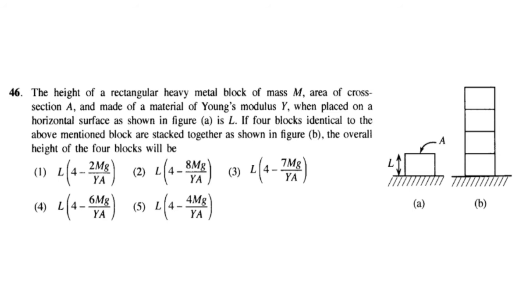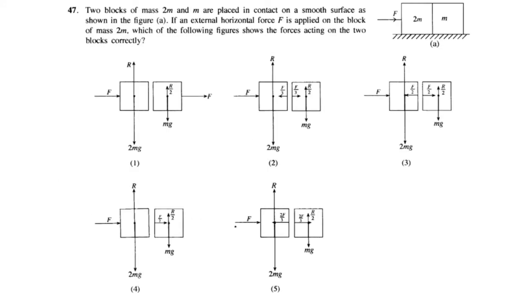So the original length would be 4L. Now the new length is 4L minus contraction. So 4L minus 6 mgl over AY. Answer is 4.